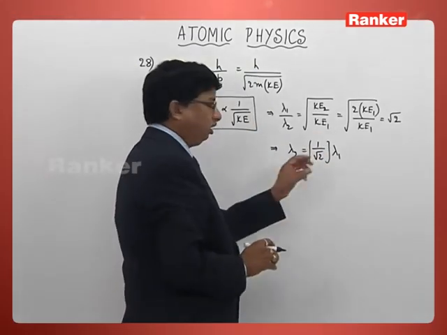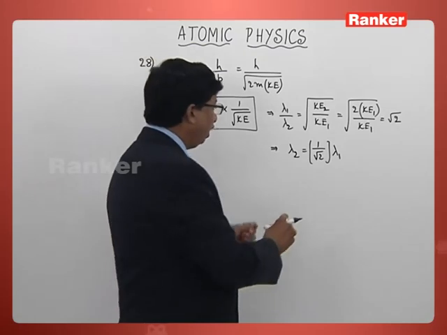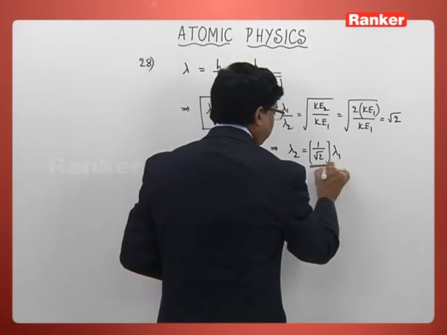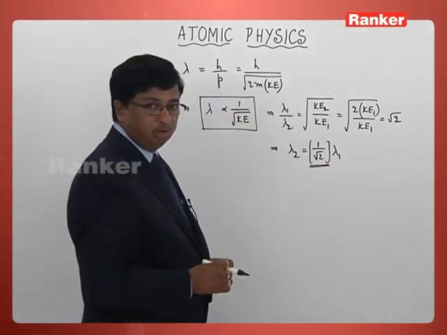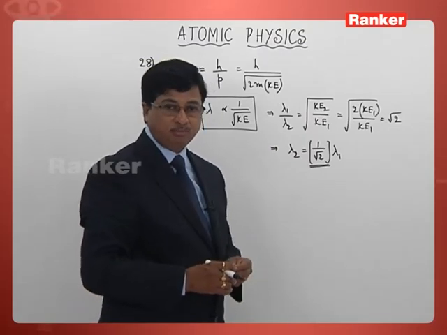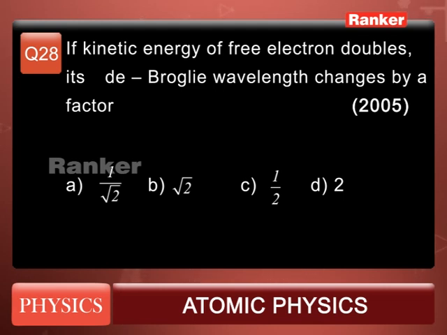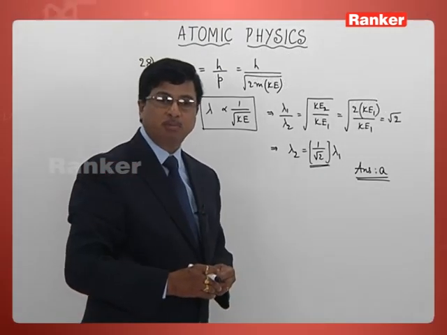That means what is the factor? Here we have to identify. It is now 1 by root 2 times the original value. So the factor to be identified is 1 by root 2. So which option tallies with that? I have already read the options earlier. First option is 1 by root 2, second option is root 2, third option is 1 by 2, and fourth option is 2. So automatically the very first option tallies with the result calculated here. So the correct answer for this problem number 28 is the first option.